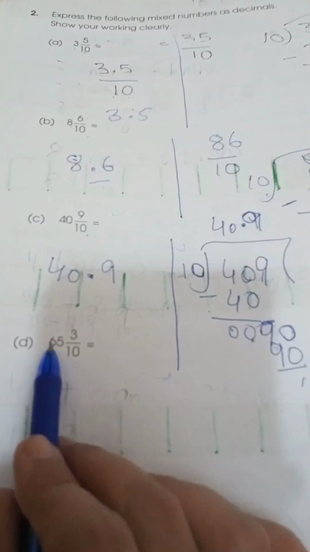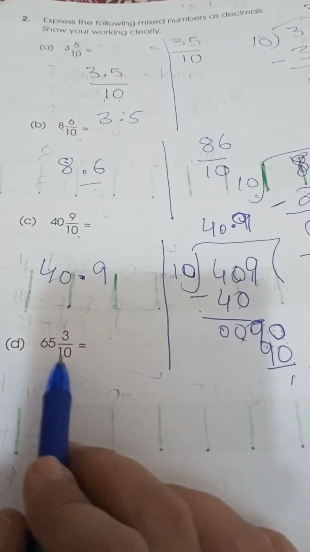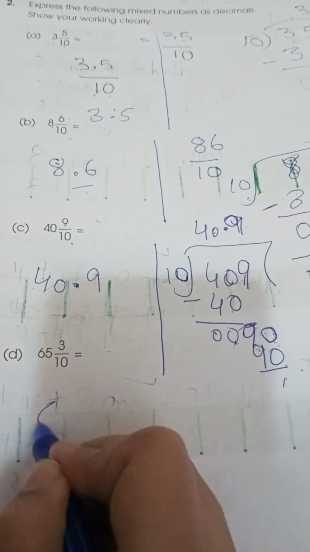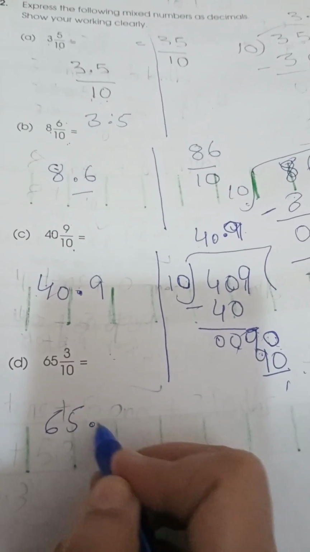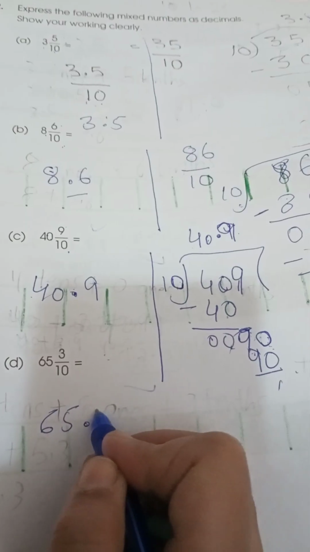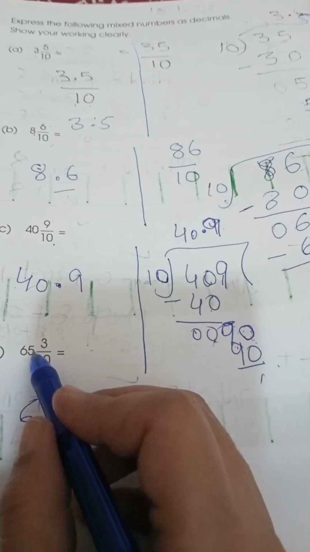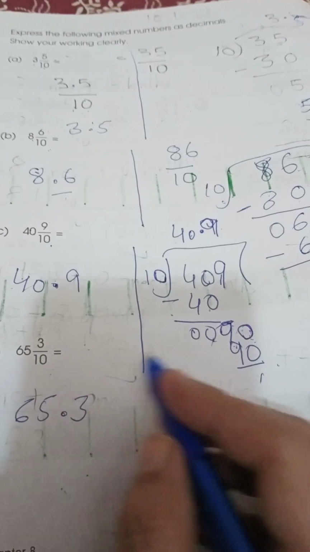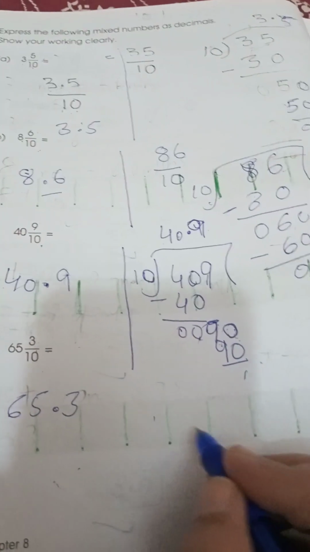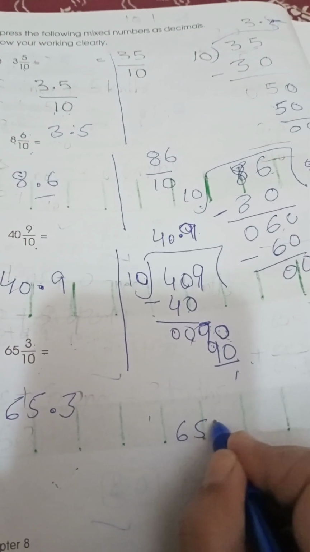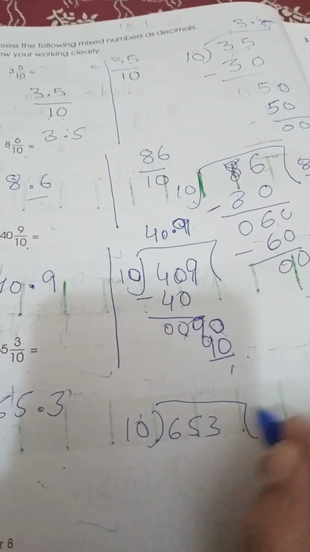Our last value is 65 whole 3 upon 10. Now first of all we write in a short way 65, the whole numbers before the point, and this is the short way. Another way: 65 multiplied by 10 is 650, and when we add 3 to it, it becomes 653, and we have to divide it by 10.